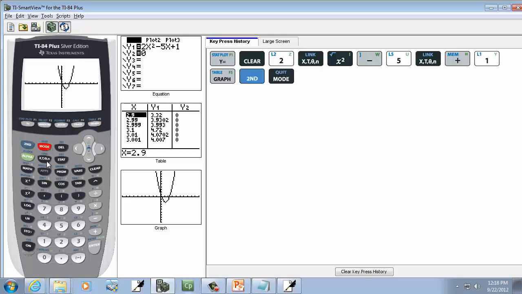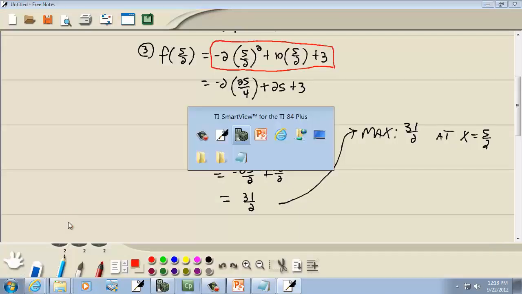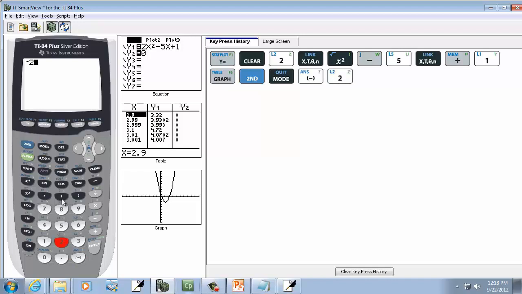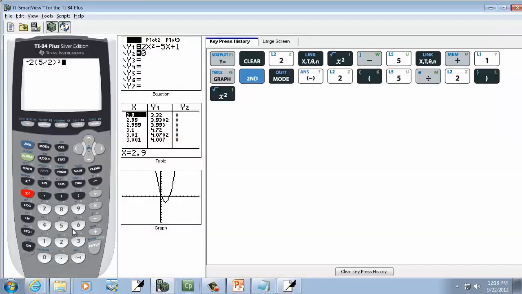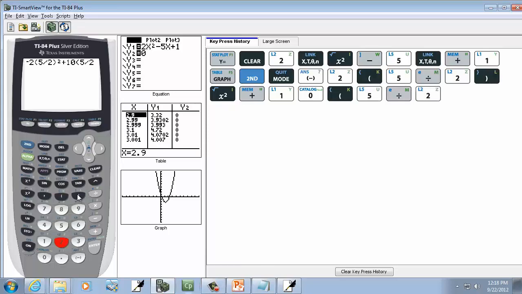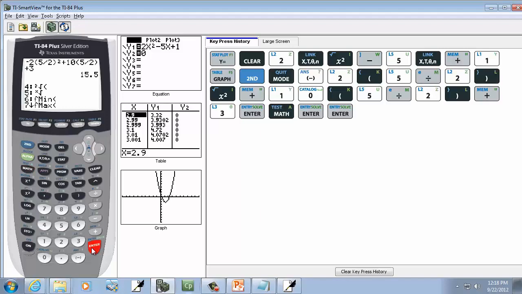if I do second mode, and I'll put in negative 2, beginning parentheses, 5 divided by 2, close parentheses, then squared, and then plus 10, beginning parentheses, 5 divided by 2, closing parentheses, plus 3. And if you press enter, and then you get a decimal, if you do math, enter, that'll change it to a fraction, and it's 31 halves.